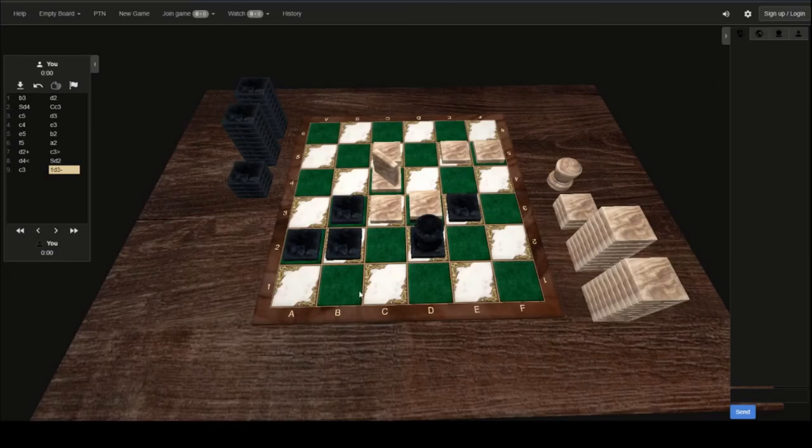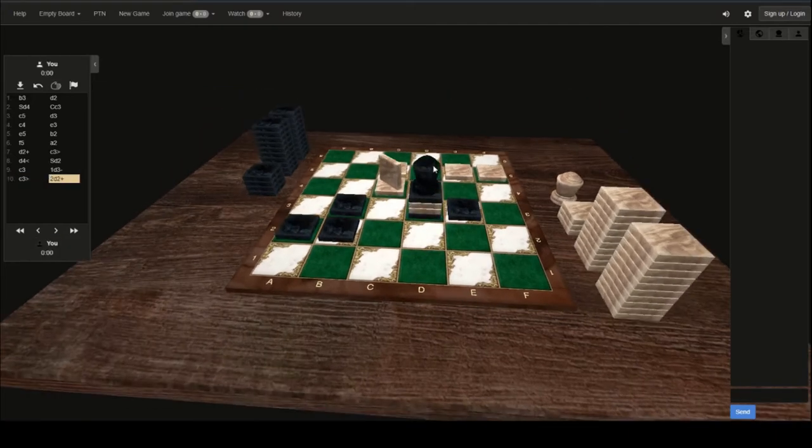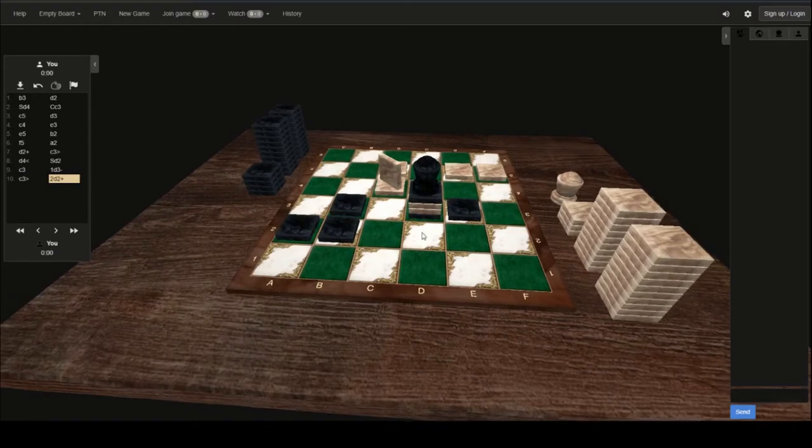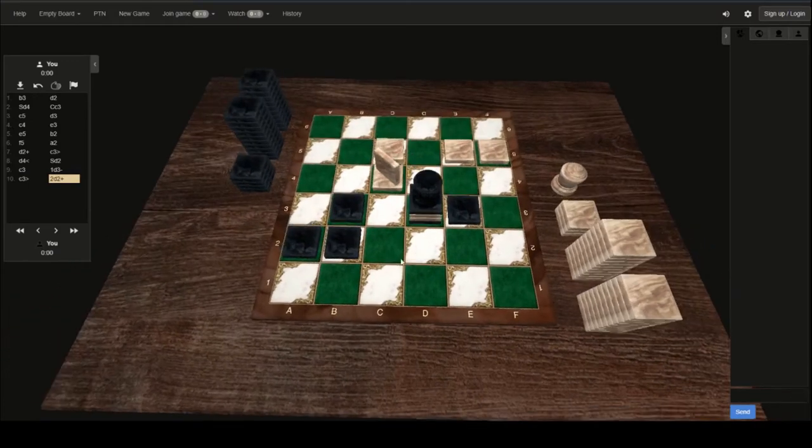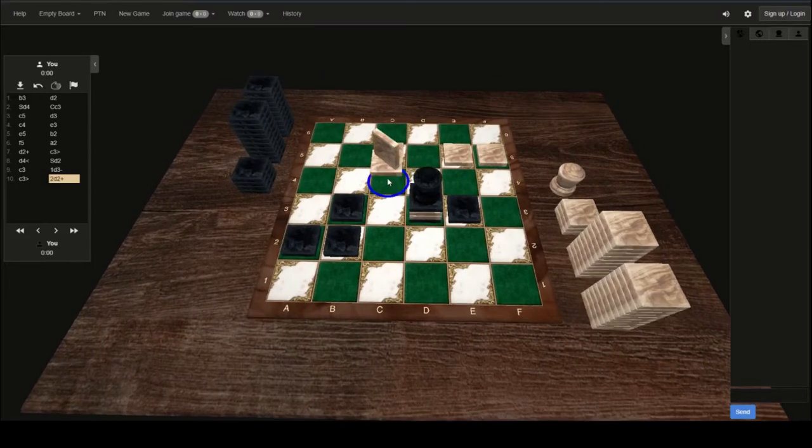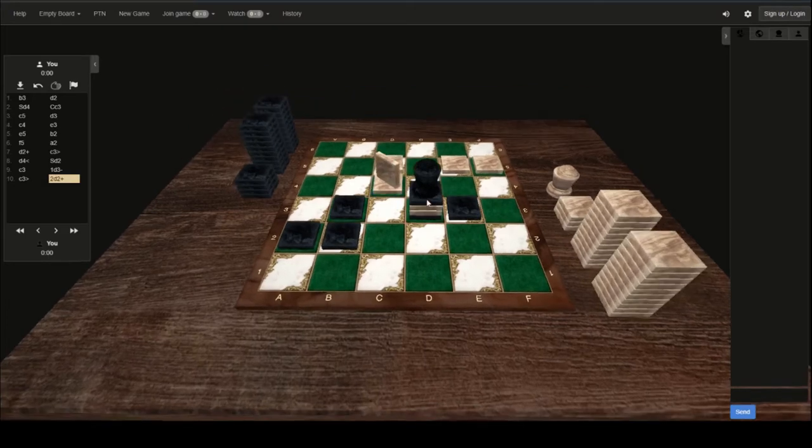A stack of pieces is any number of pieces, including one, that are all on the same space. So in this case, this is a stack of 1, 2, 3, 4, 5 pieces. And this is a stack of one piece. And this is a stack of two, even though one of them is a wall. Just like this is a stack of 5, even though one of them is a capstone.